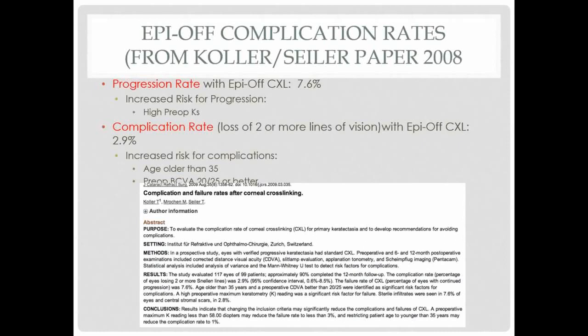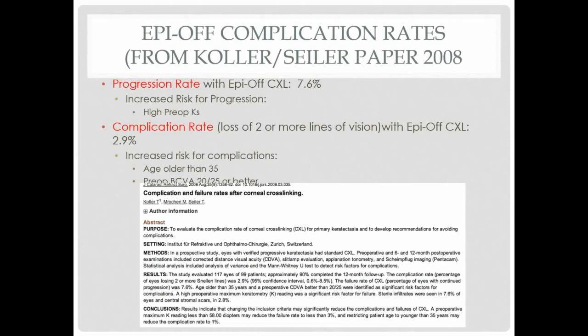And the other thing, though, is what is the risk of complications? The risk of complications, where you get 2 or more lines of loss of vision with epi-off cross-linking, occurred in almost 3%. And the major risks were age older than 35 and starting off with pre-op corrected visual acuity of 20/25 or better. So that makes sense. If you start off with 20/20 vision and have epi-off cross-linking and you get haze or a problem, then that could certainly lead to a loss of best corrected visual acuity. Again, with older patients, you're taking off their epithelium and they can have an increased risk for a complication.